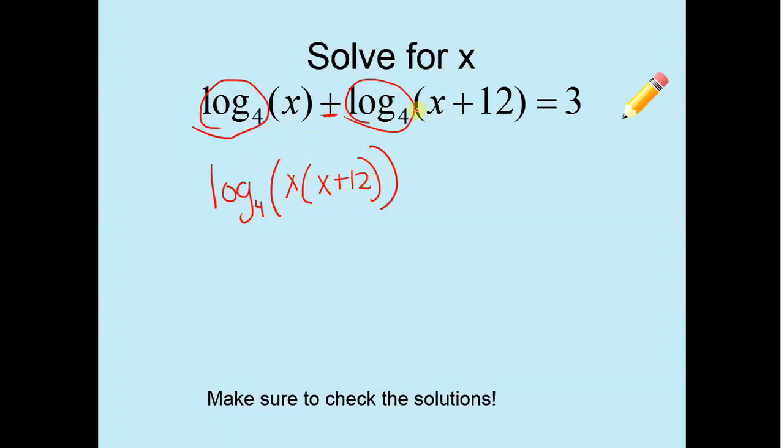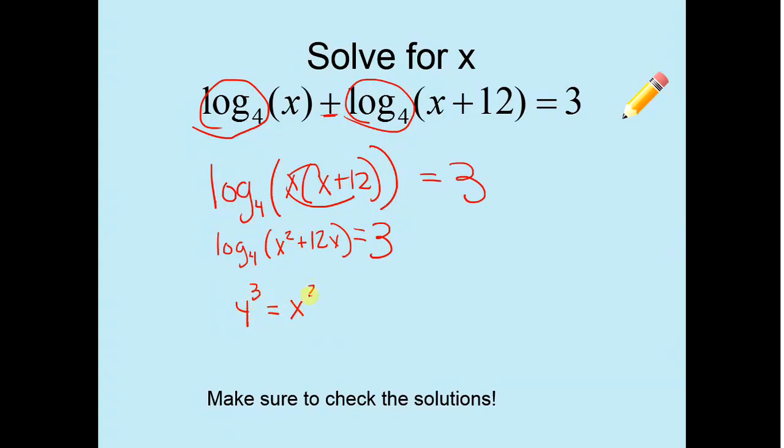See how I made those two multiplication? Equals 3. This is technically log base 4 of x squared plus 12x. Just distribute that x in there. Still equals 3, right? So now we get to convert to exponential form. I can't get to those x's, so it's going to be 4 to the third equals x squared plus 12x. 4 to the third, that is 64.